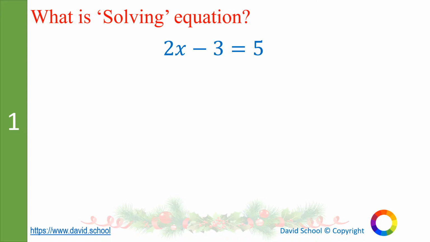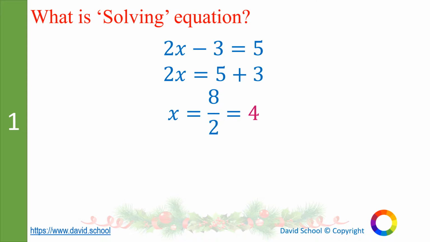First, let us solve this equation. In order to isolate x, we need to get rid of negative 3. Therefore, add 3 on both sides of the equation. We get 2x equals 8, and then divide both sides by 2. We get x equals 4. So 4 is the solution of this linear equation, or 4 is the root, or answer, or x value.